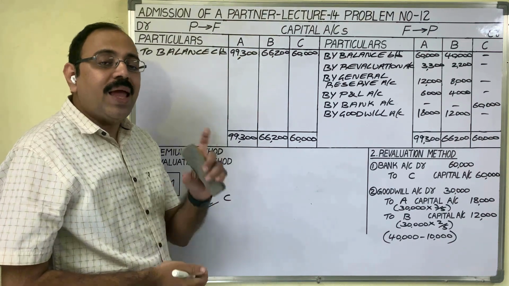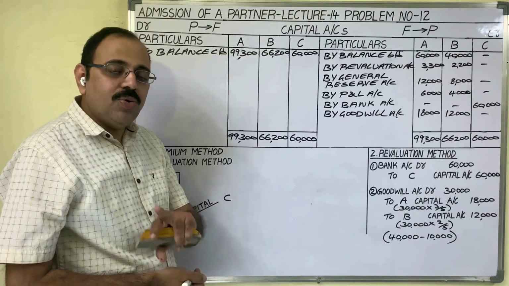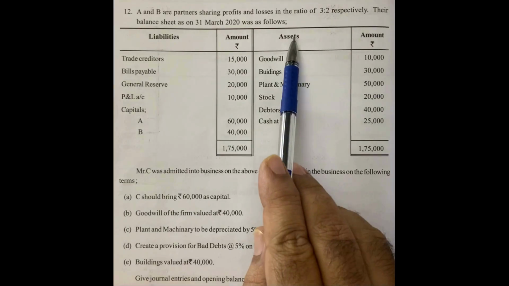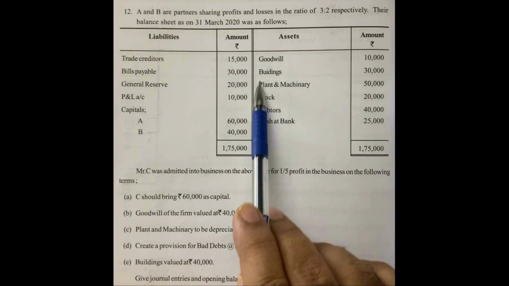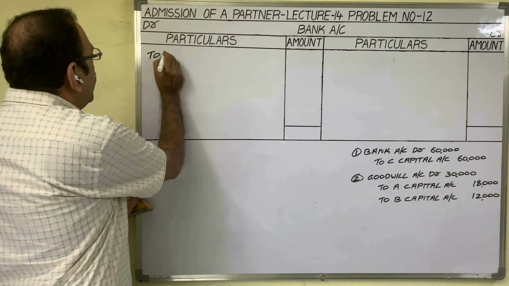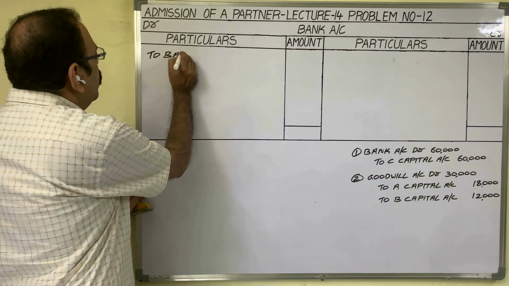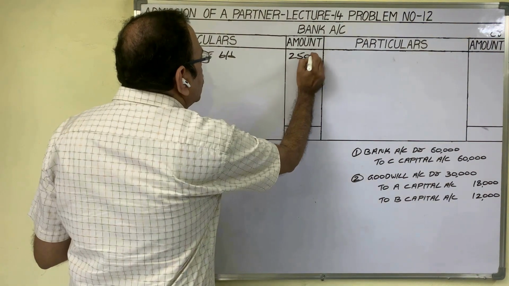Next, we have to prepare cash account or bank account. Then which account we should prepare? Cash account or bank account? See the old balance sheet under asset side. Cash at bank is given, means bank balance is given and cash balance is not given. Therefore, we have to prepare bank account in this problem. Opening balance on debit side we have to write. To balance brought down 25,000 rupees.